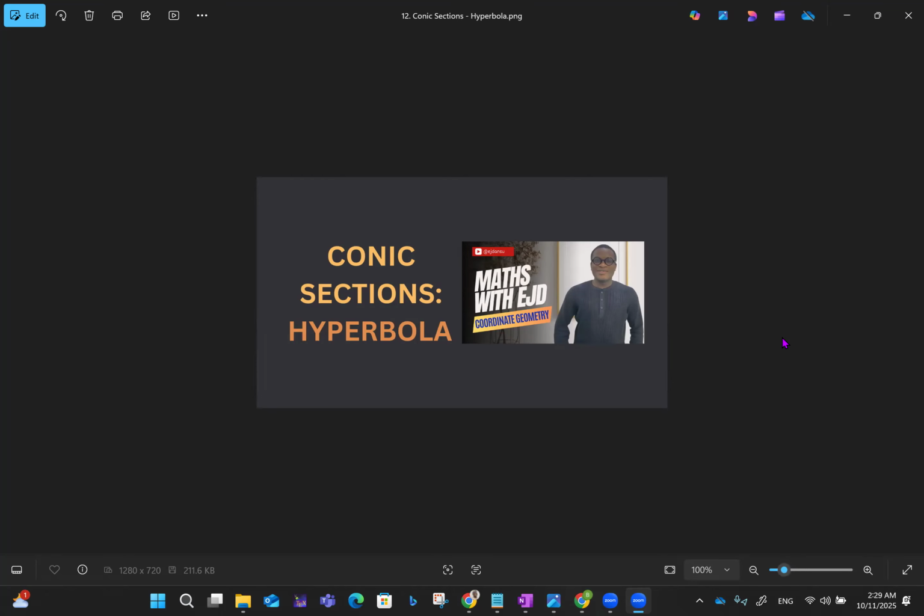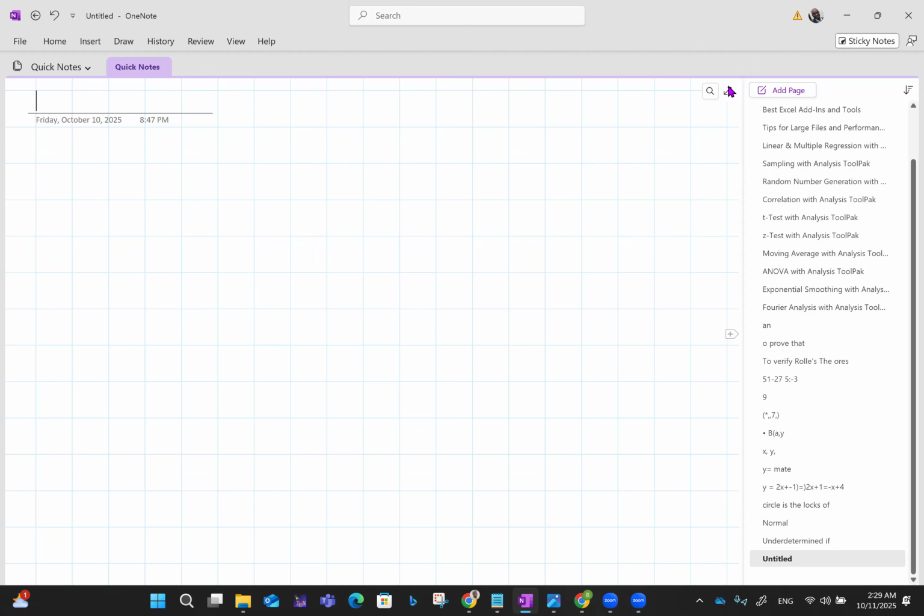We're talking about coordinate geometry and conic sections, and the focus now is on hyperbola. We already saw that conic sections are formed when a cone intersects a plane. So if you have a cone, I guess I can demonstrate that on the next page.